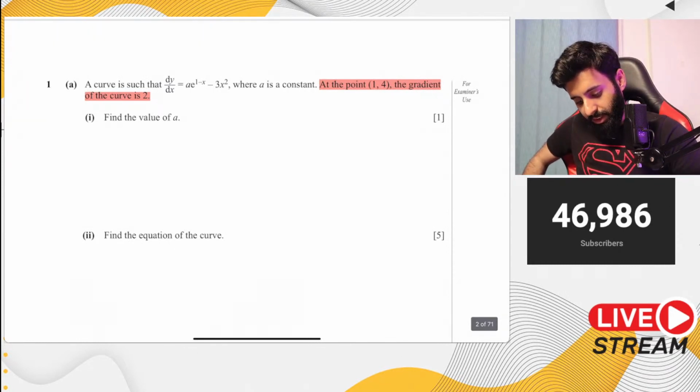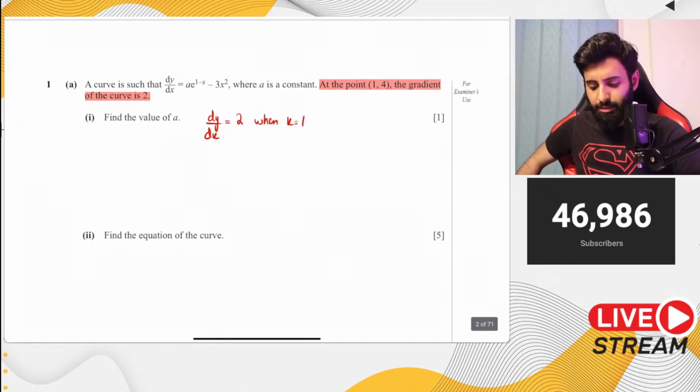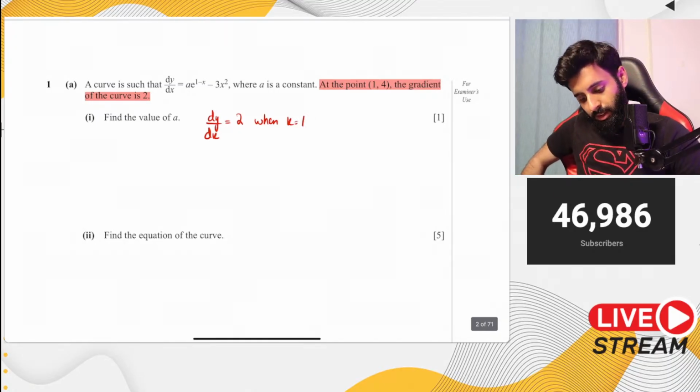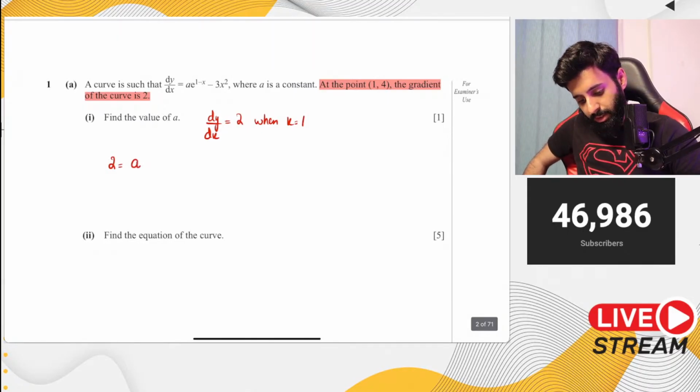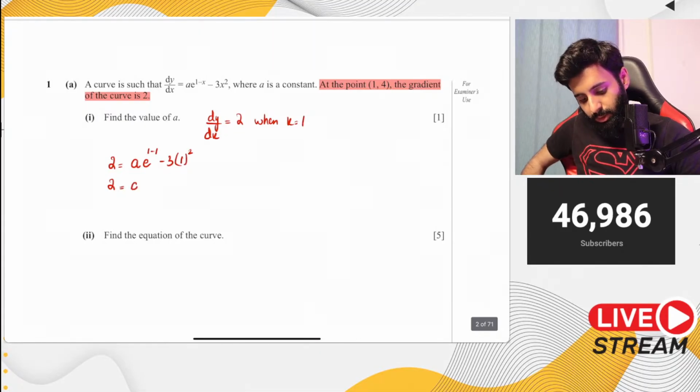So basically, by reading the question, this means that dy by dx is equal to 2 when x equals 1. If you think about it, this is enough information to find out the value of a. So we replace dy by dx with 2, and we replace x with 1. So a e to the power 1 minus 1 minus 3 into 1 square. Okay, so let's see what we get. 2 is equal to e to the power 0, which is 1. So a into 1 is a, minus 3. So what's a equal to? A is equal to 5.